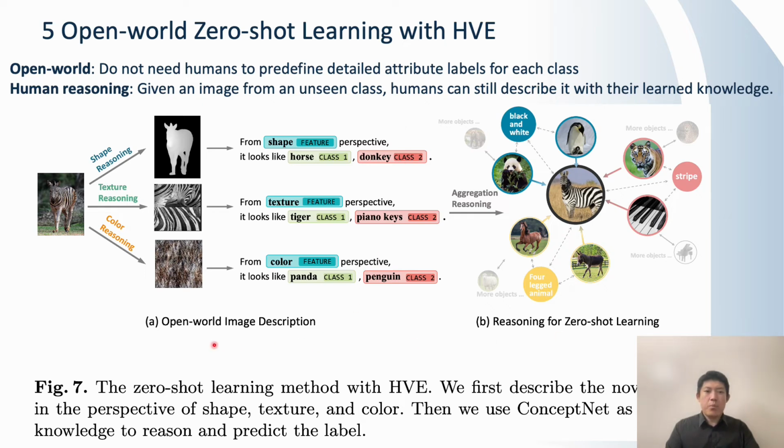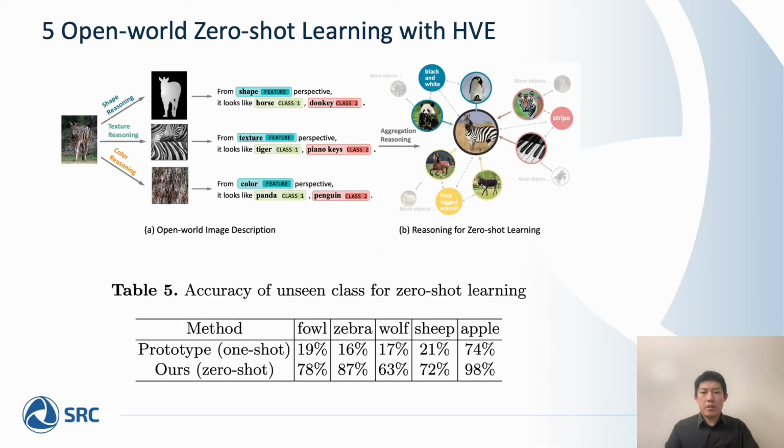So there are 2 steps. Step 1 is open world image description. We use our FeatureNets to describe the unseen image. So given an image, we say from the shape perspective, it looks like a horse and donkey, right? From the texture perspective, it looks like tiger and piano keys. From the color perspective, it looks like panda and penguin, right? We can retrieve those anchors from the latent space, and those anchors will be used in the next step called reasoning in the concept net. We use those anchors to find which class has the nearest distance to those anchors to make the final decision of reasoning. And here are the results. In the challenging scenario, we perform better than the traditional baselines.